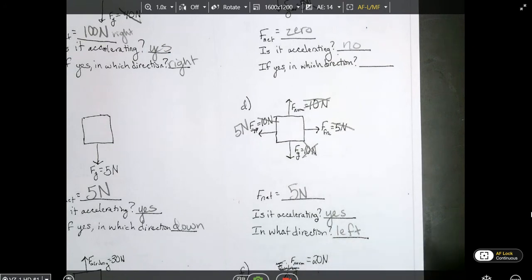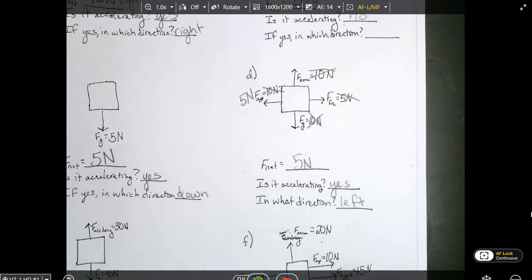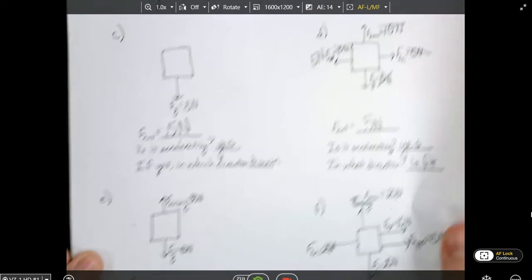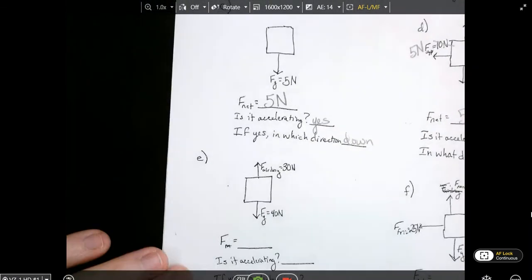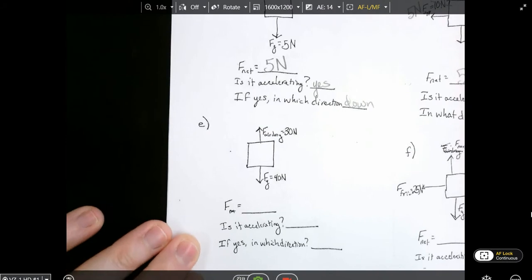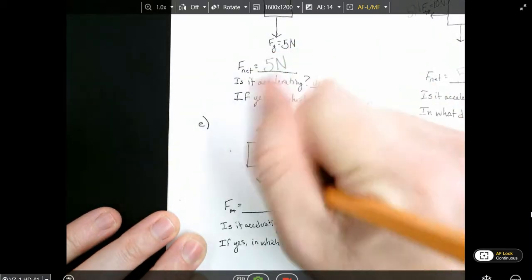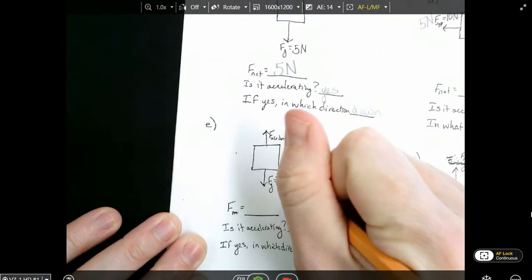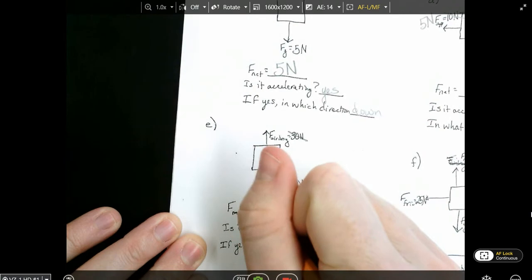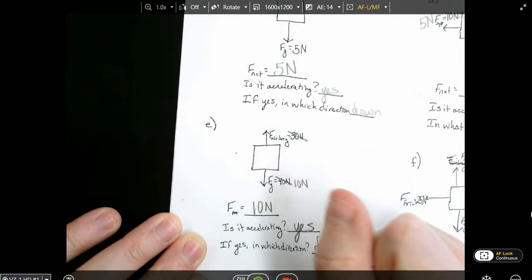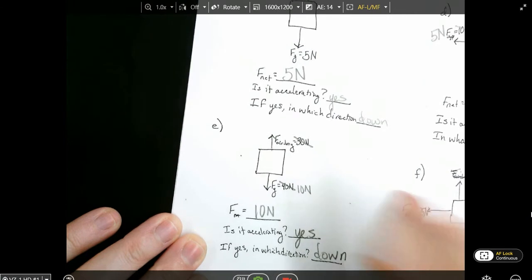All right. Let's look at letter E. So first step, what cancels out? Well, 30 of this cancels out 30 of that, leaving 10 newtons still pulling down. Is it accelerating? Yes. In which direction? Down.